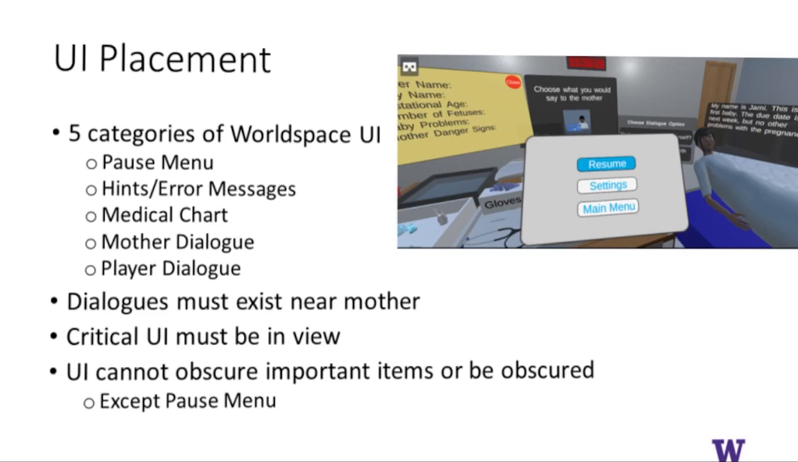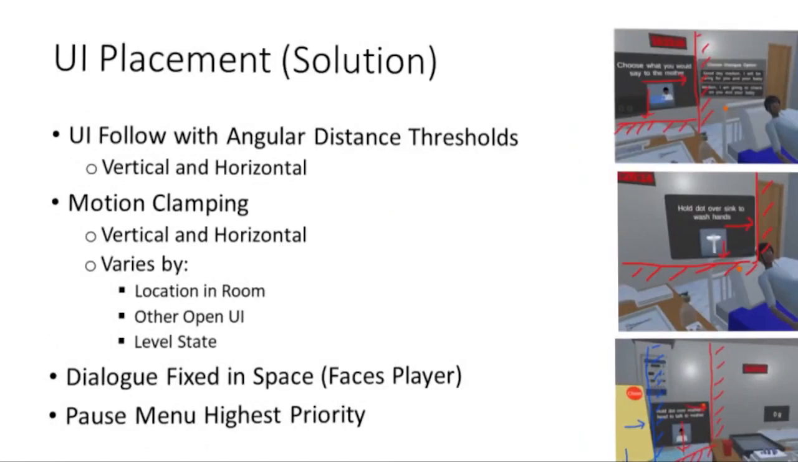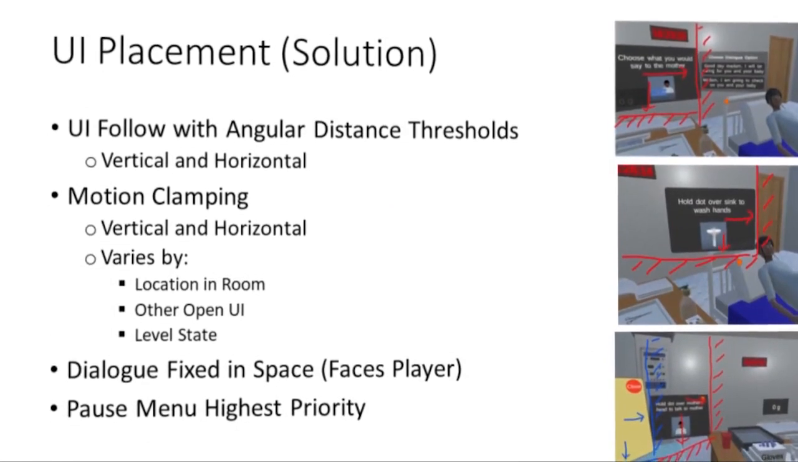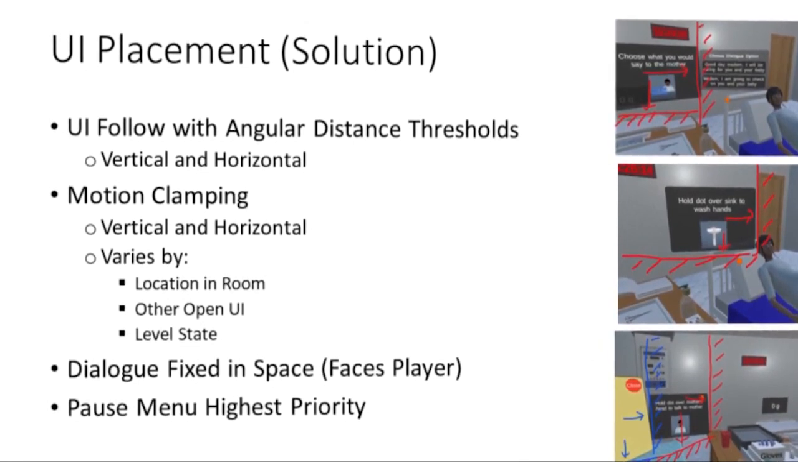So the way we managed to get around this was some of the UI, such as dialogue, we fixed in space, to act more like speech bubbles. But others, we had to have follow gaze, and we introduced a distance threshold to trigger that follow, because it's annoying if the UI is just perpetually following where you're looking.